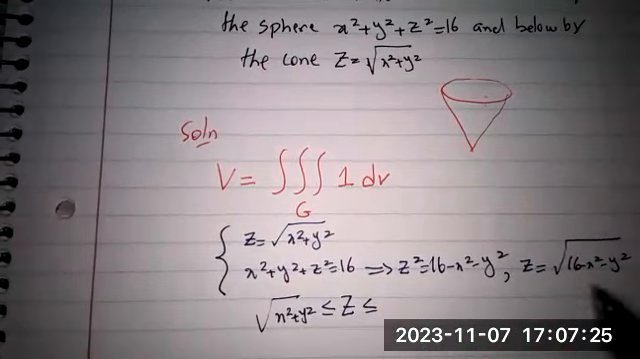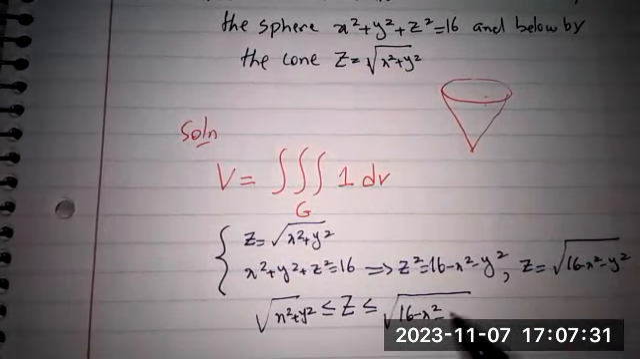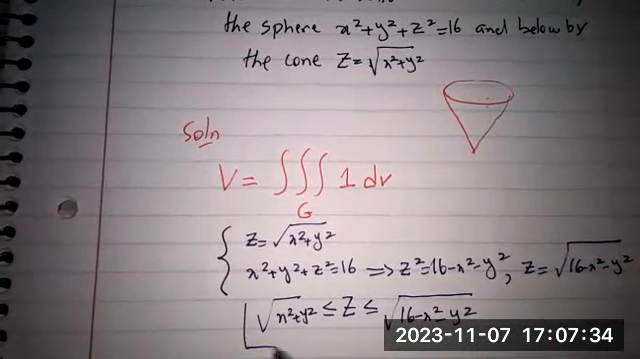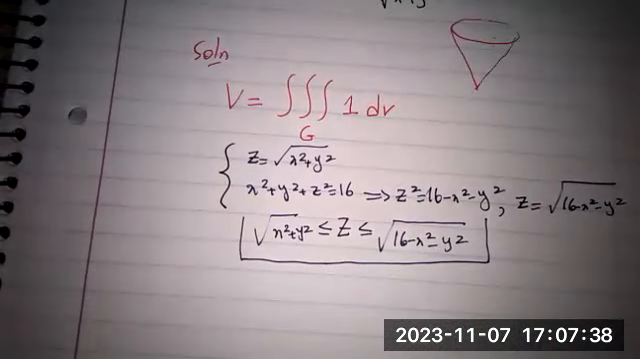Okay, and the top is just this hemisphere, if you like. It is 16 minus x squared minus y squared. This is going to be the range of the z. Any question?